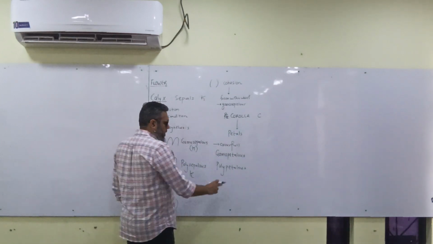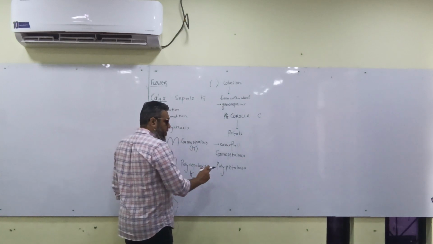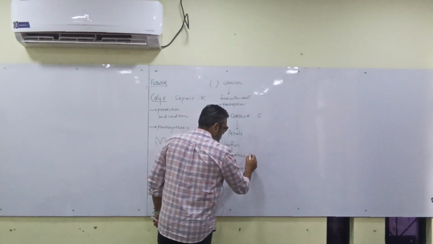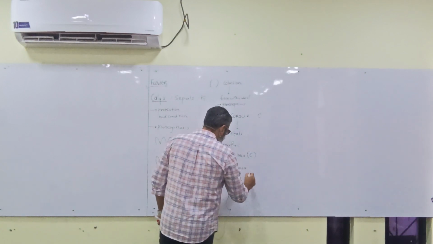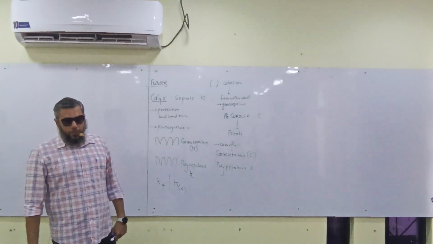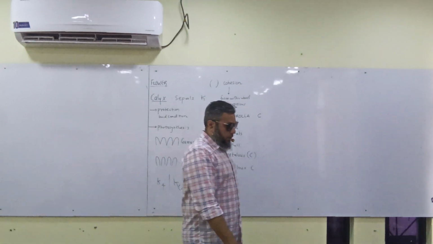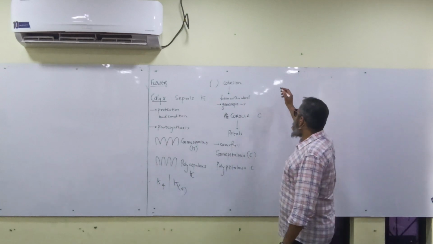Okay. Gamopetalous मतलब petals are fused. Poly मतलब the petals are free. And it will be shown as C in bracket. Here the C will be shown free. Clear everybody? Yes or no? Yes.